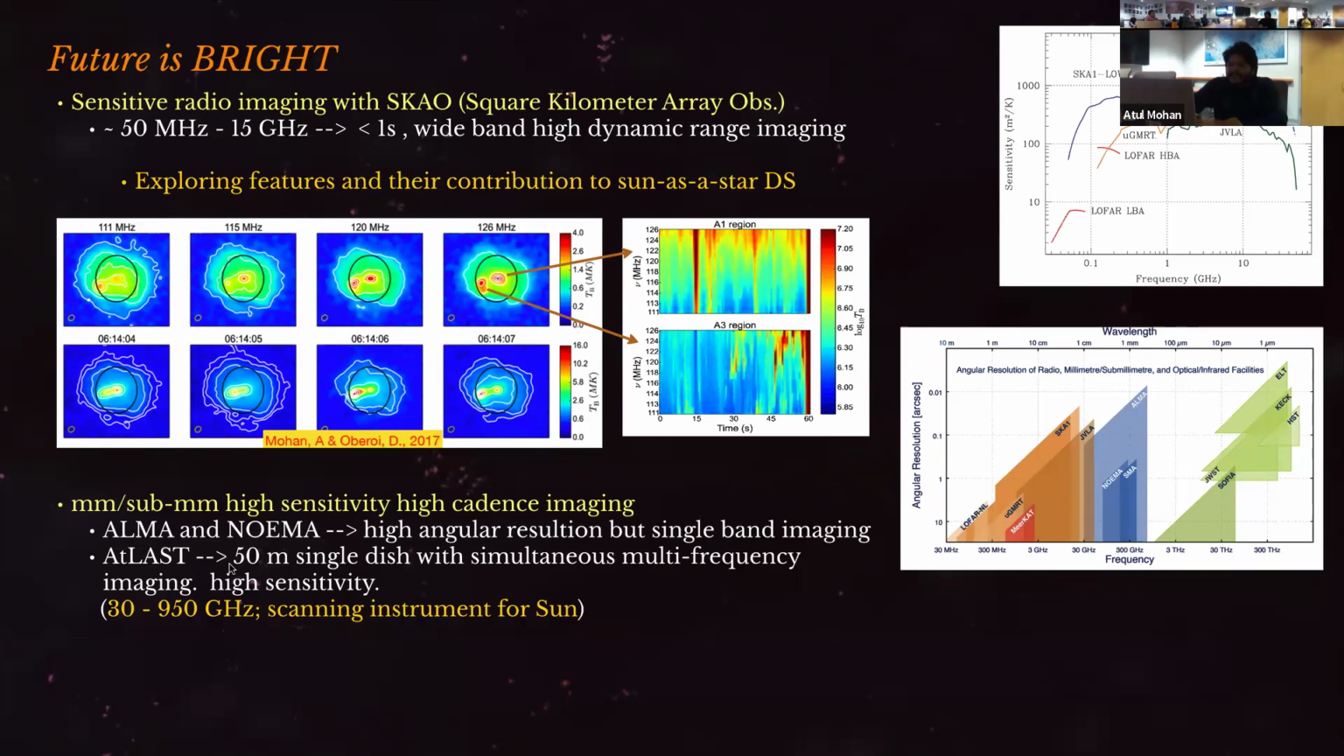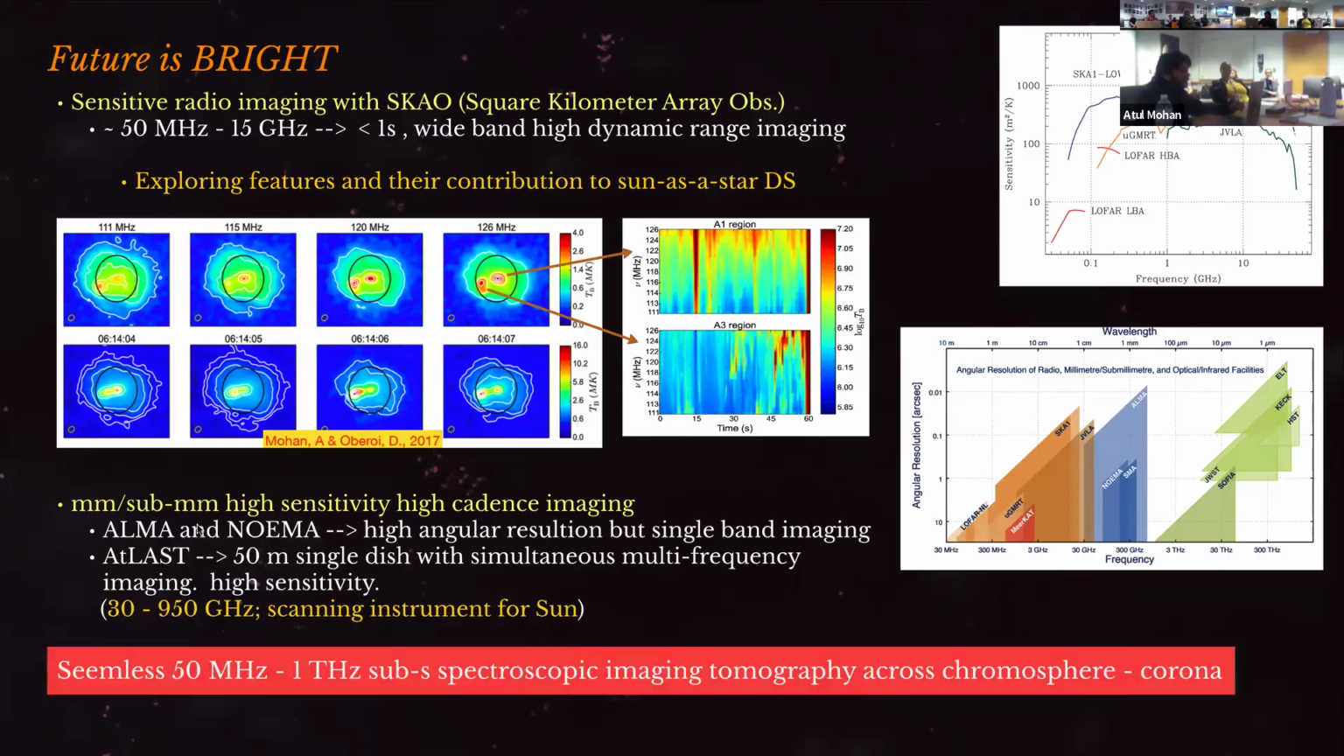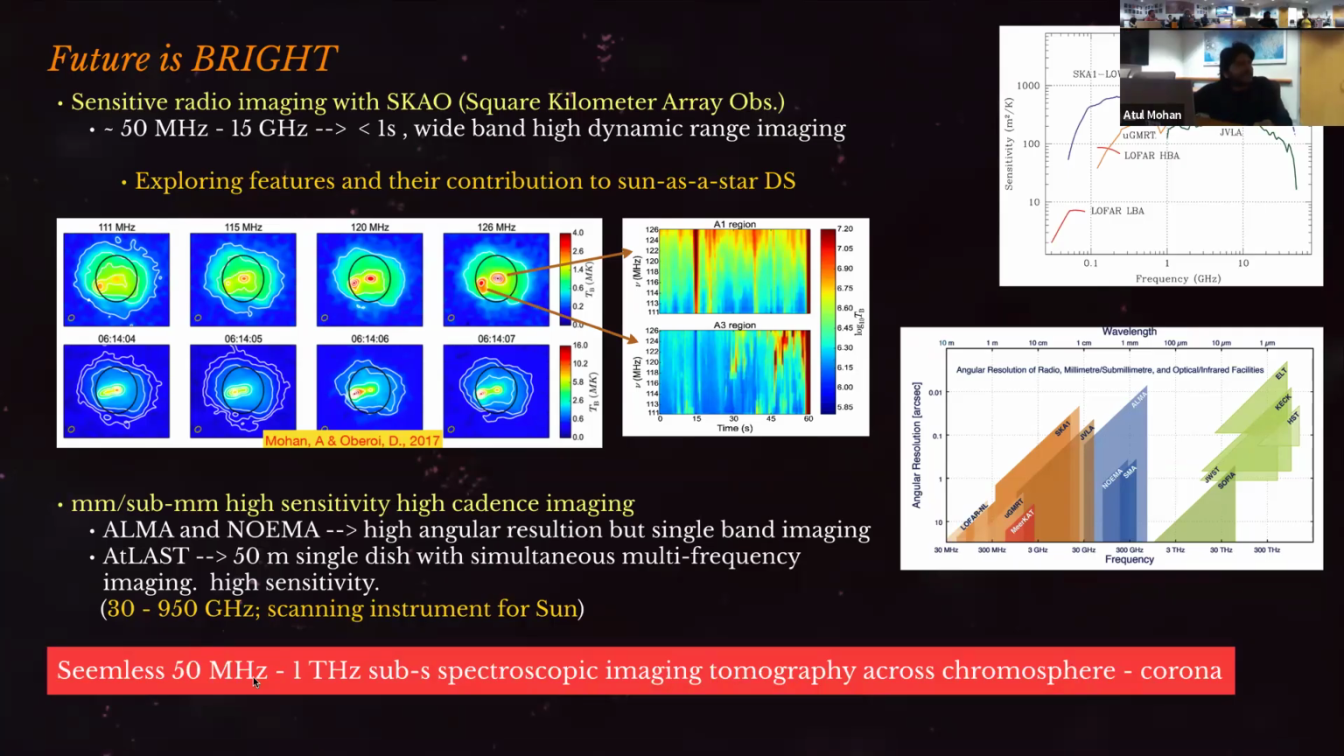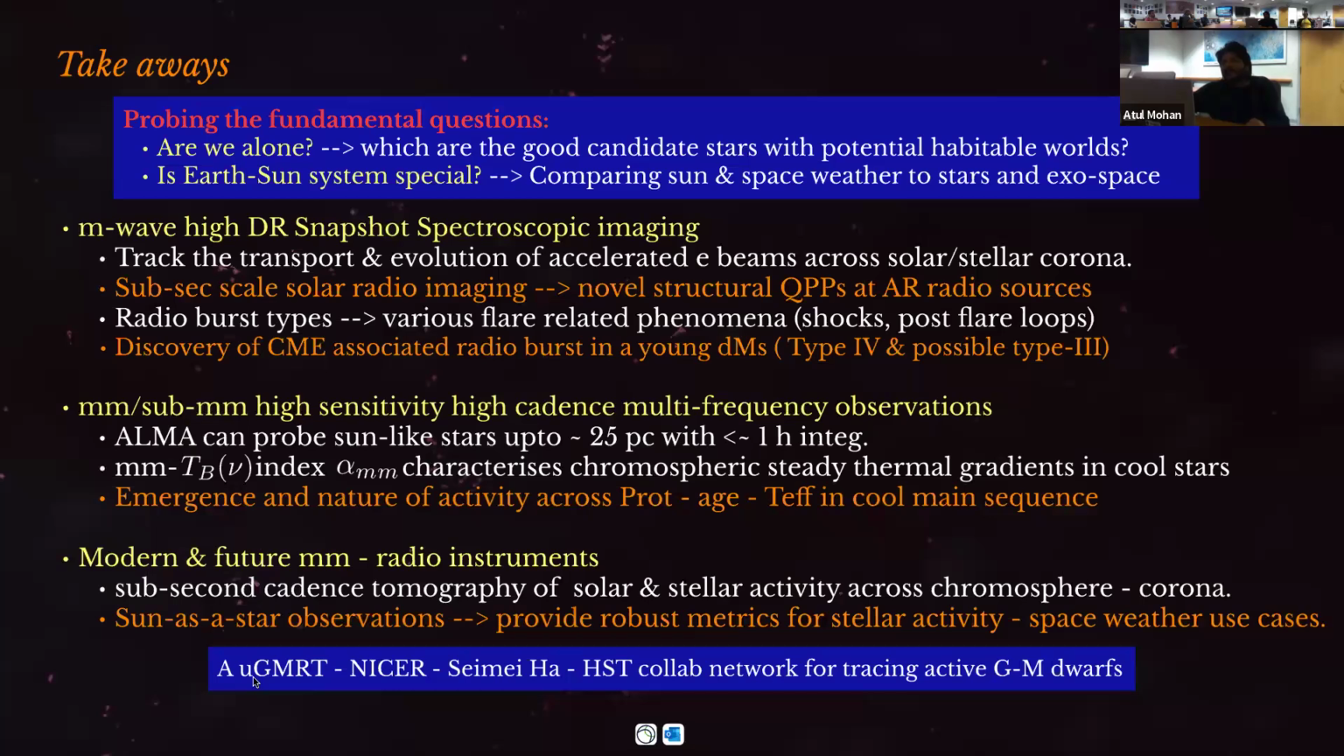Similarly, in the sub-millimeter and millimeter band, we have already ALMA and NOEMA, and there is also one at last coming up, which is a 50-meter single dish, which will also help in the solar observations. And with these in the millimeter band and with SKA, it's a very good time where we'll have nearly seamless 50 megahertz to 1 terahertz spectroscopic imaging capability, covering chromosphere to corona.